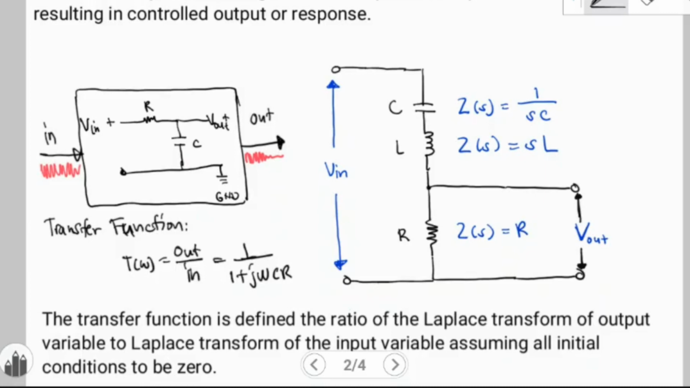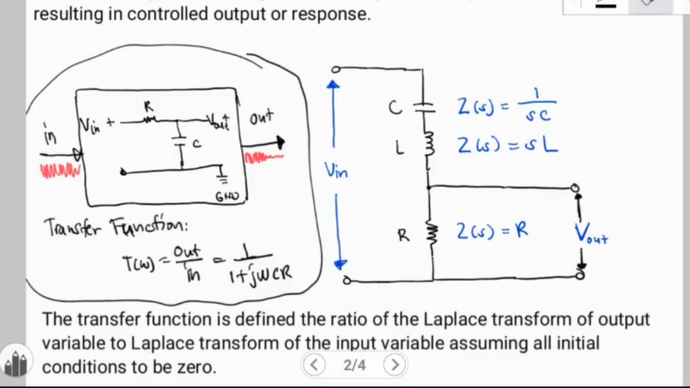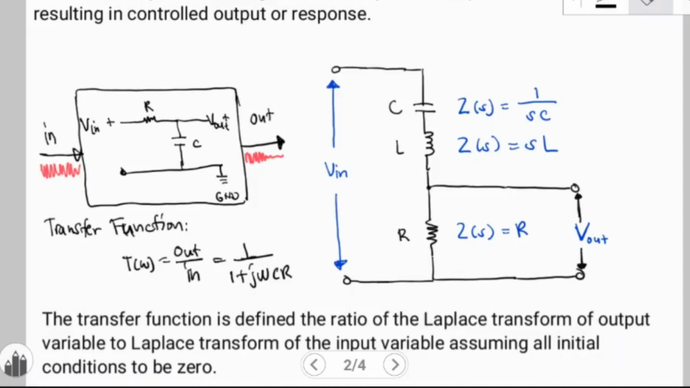This is the block diagram. At the left is the input, then the block is called the transfer function, which is like the schematic diagram of the RC circuits. Then there is the input, then the output signal.